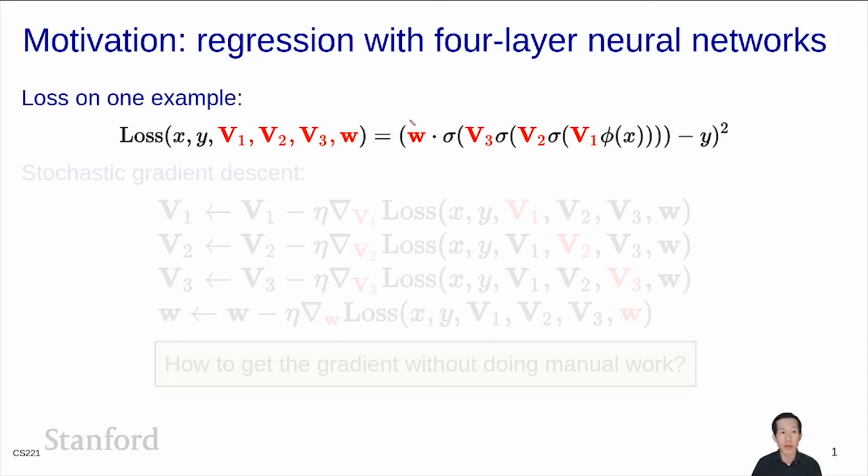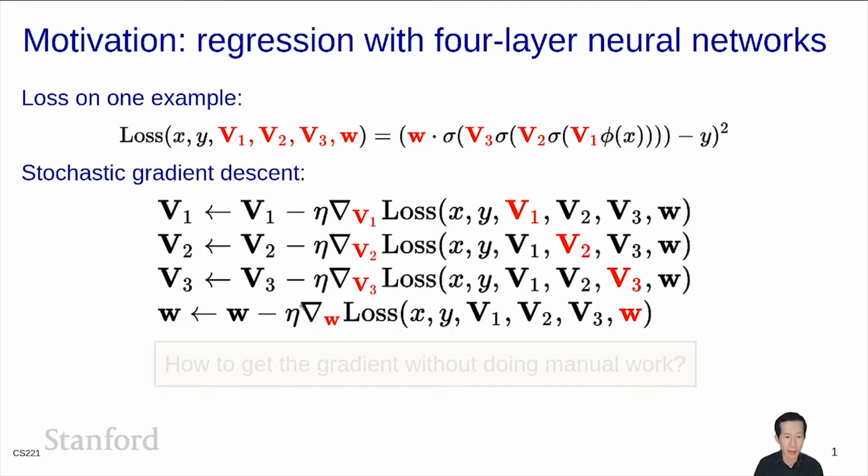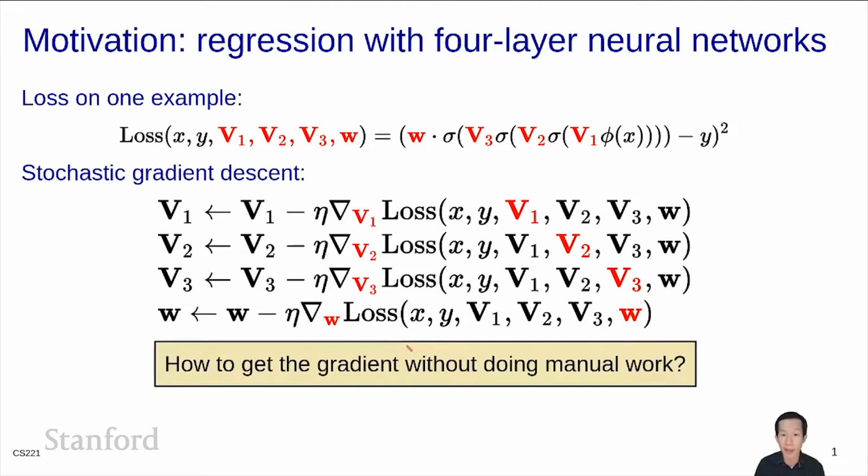Now if you wanted to train this neural network using stochastic gradient descent, you would need to compute the gradient of this loss function with respect to each of the parameters. For example, you would compute the gradient of the loss with respect to V1. That gives you a gradient update, which you can then use to update V1. Same with V2, V3, and W. So now you can sit down with this lovely expression and just grind through the math and get the expressions. It's straightforward, but it's rather tedious. Another question is, how can you get the gradients without doing all this manual work?